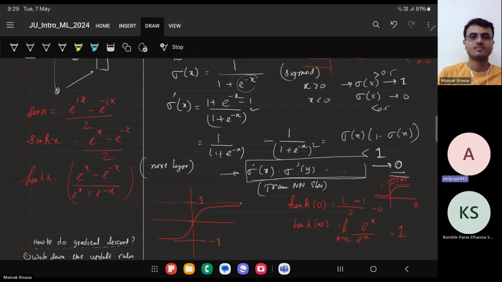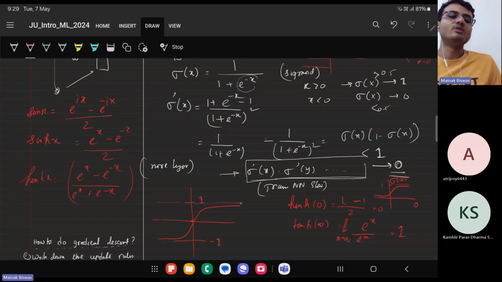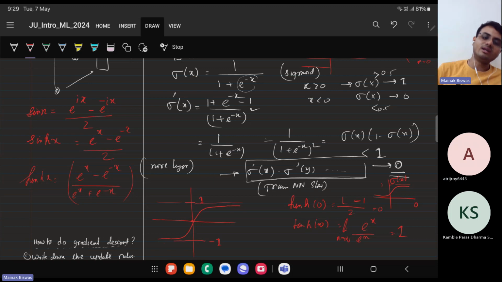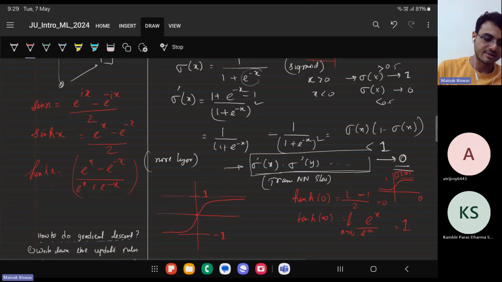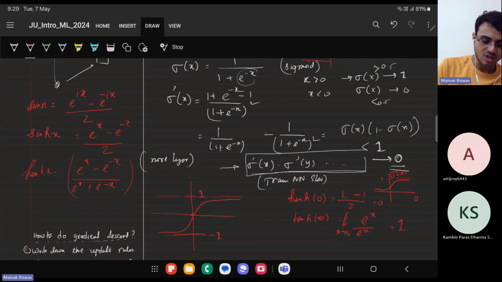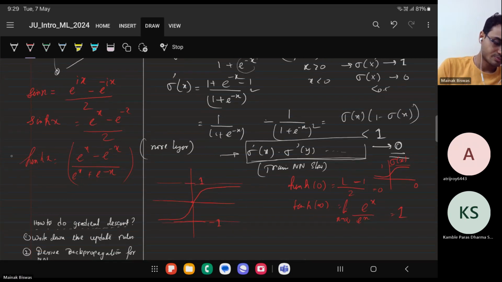Sometimes when you normalize the data between minus 1 and 1, then you can use tanh at the last layer. RNNs use tanh. In whatever ChatGPT you're using, they use a tanh function at the end. Okay, so the derivative of tanh is an important, interesting thing to see.